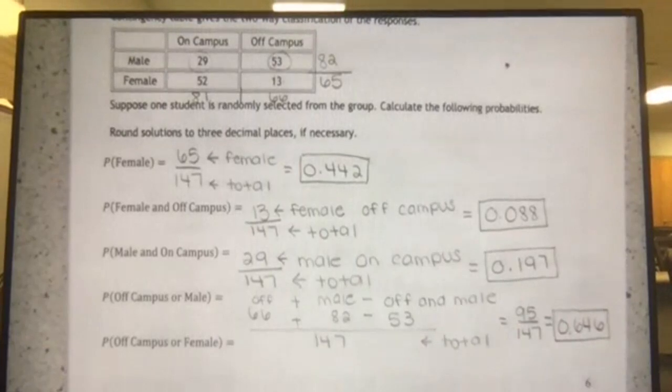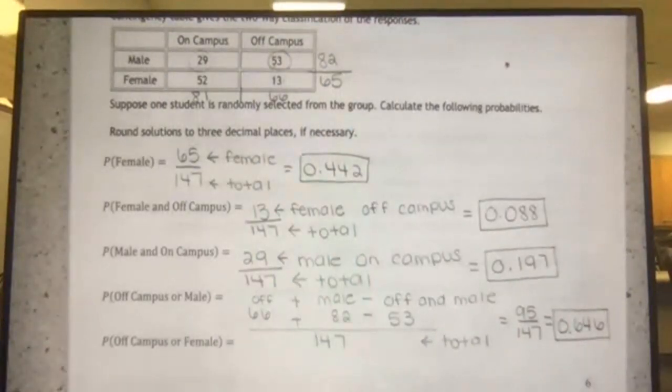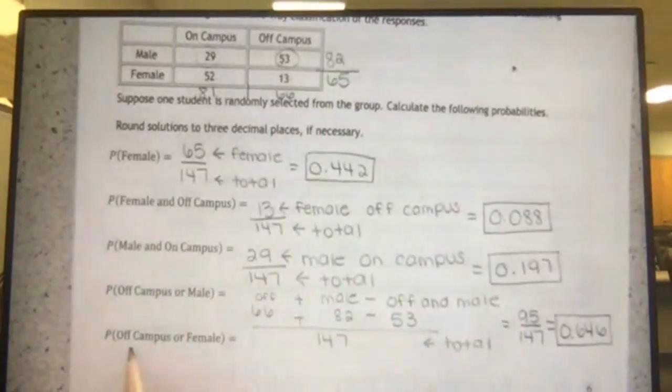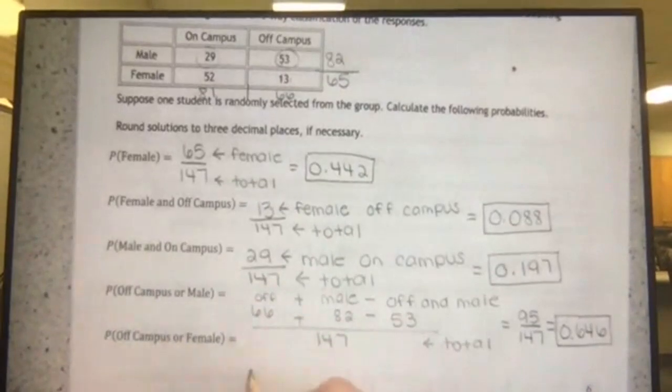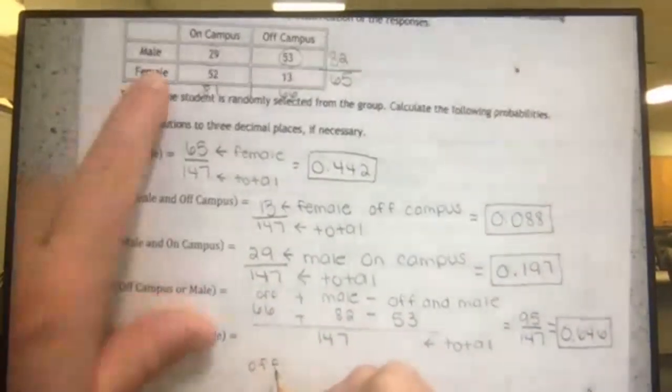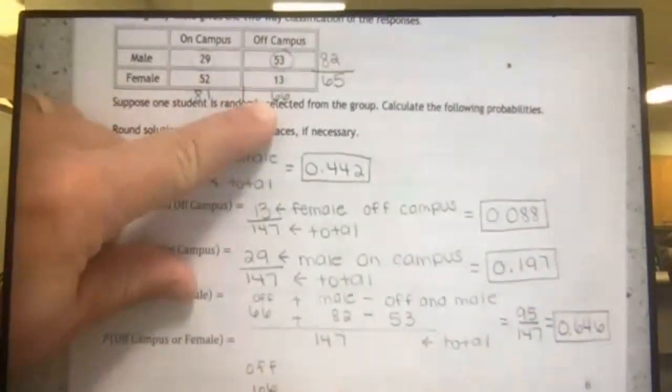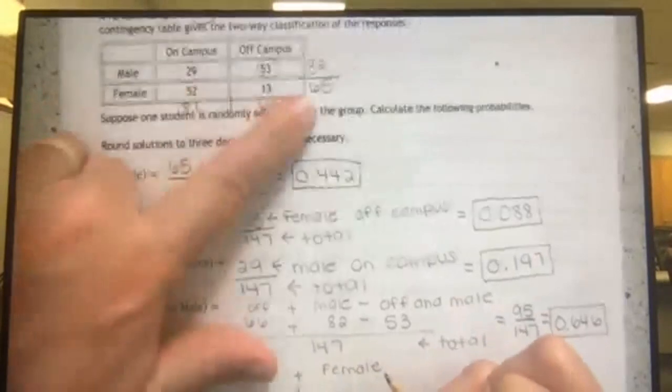So whether it's independent, dependent, mutually exclusive, or mutually non-exclusive, I always use the same formula for something like this, just to keep it straightforward and easy. I'm all about easy. Same thing for the next one. It says or, so I know I'm going to add. So probability of off-campus or female. Off-campus, that total we said was 66, plus female, that total we said was 65.